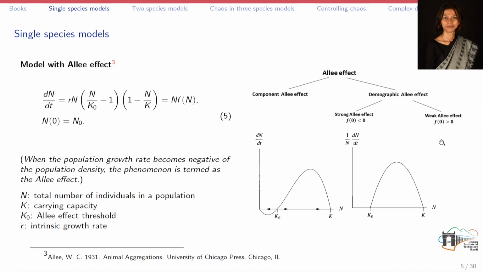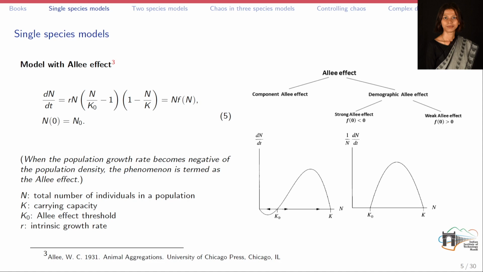If the growth rate of the population is initially positive, that is f of 0 is greater than 0, then it is called weak Allee effect. Whereas if the growth rate of the population is initially negative, that is f of 0 is less than 0, then it is termed as strong Allee effect.